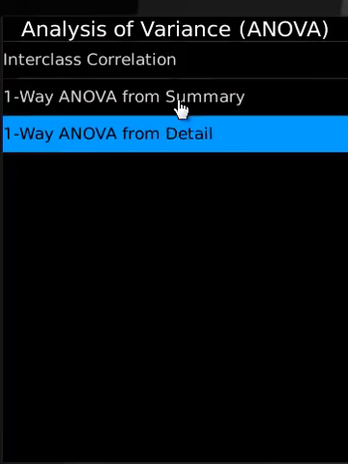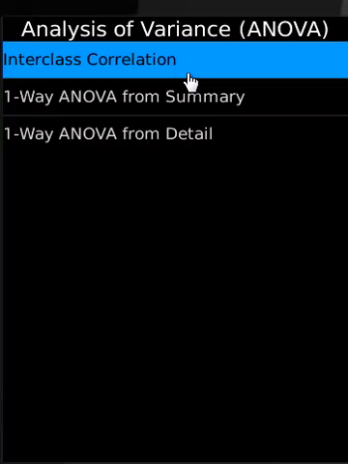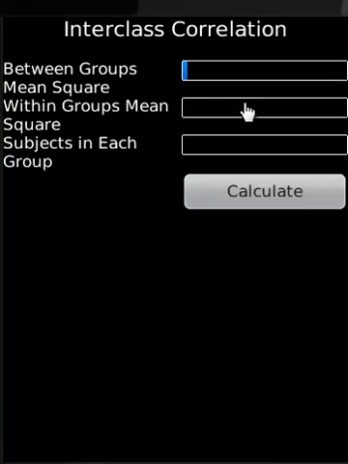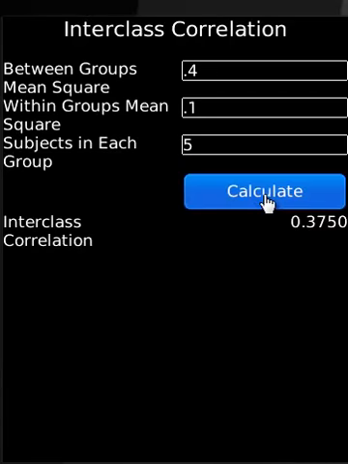ANOVA, analysis of variance. Within this we have interclass correlation, one-way ANOVA from summary and one-way ANOVA from detail. Interclass correlation: between groups mean square, within groups mean square, and subjects in each group, and that gives us the interclass correlation.